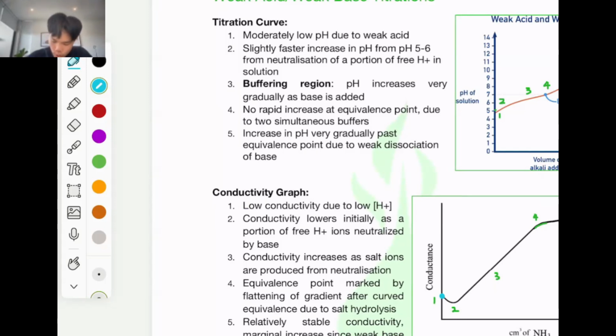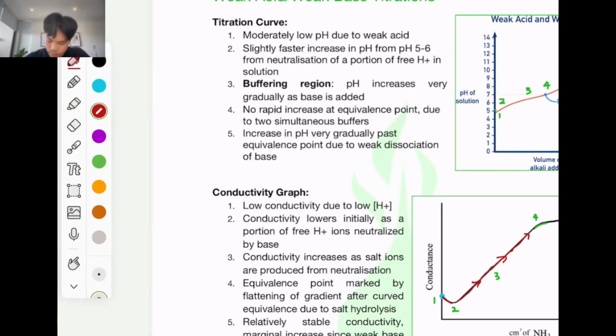Then when you add in your weak base initially, you see a slight decrease in conductance. And this is because a large portion of that free H plus in solution is instantly neutralized. So your conductivity drops slightly because your mobile H plus has been neutralized to some extent. But then from 2 onwards, we see through point 3 that conductivity actually rises as we neutralize.